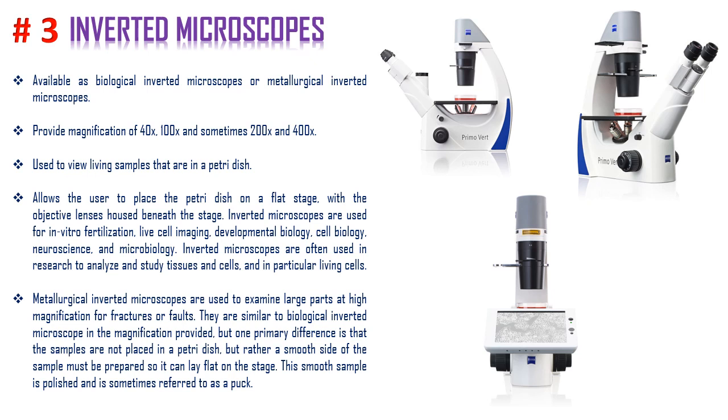They are similar to biological inverted microscopes in the magnification provided, but one primary difference is that the samples are not placed in a petri dish, but rather a smooth side of the sample must be prepared so it can lay flat on the stage, and this smooth sample is polished and is sometimes referred to as a puck.